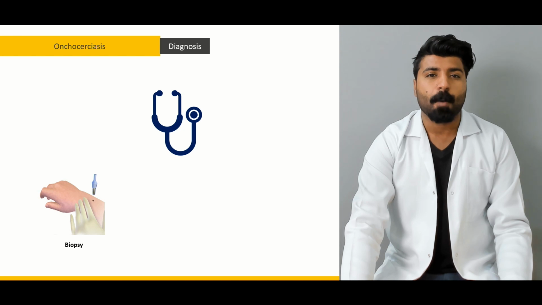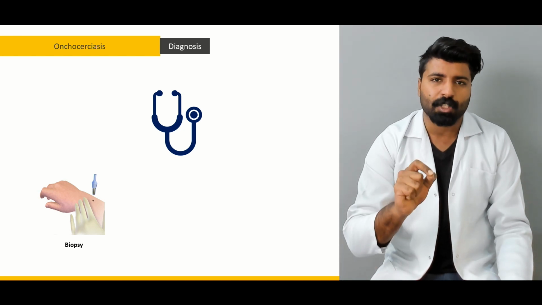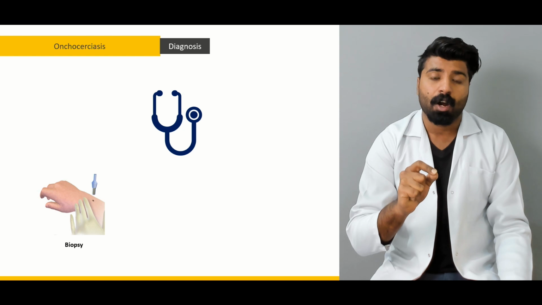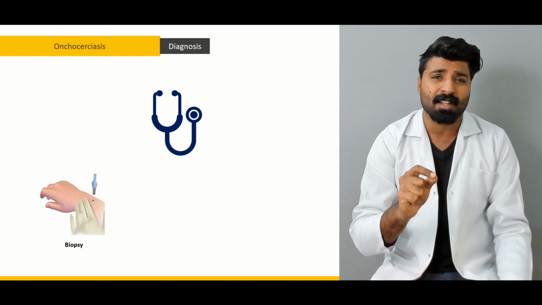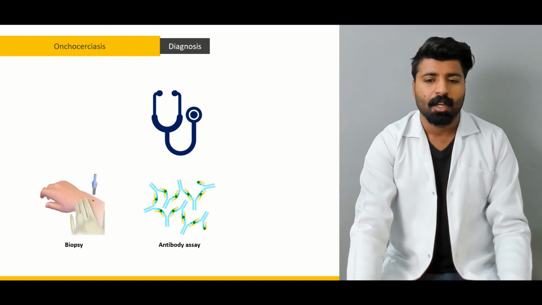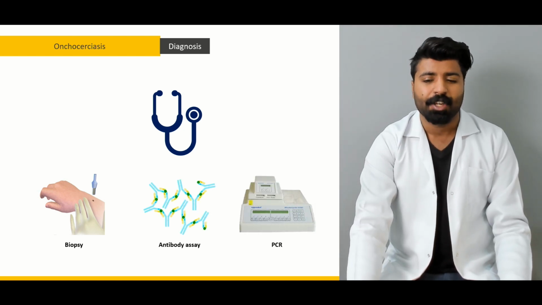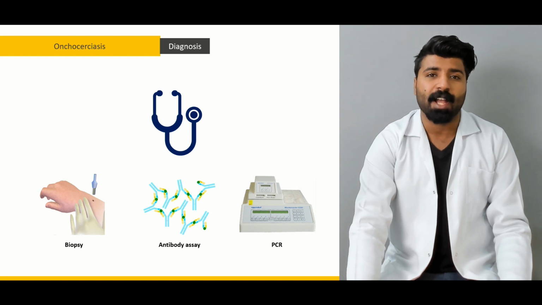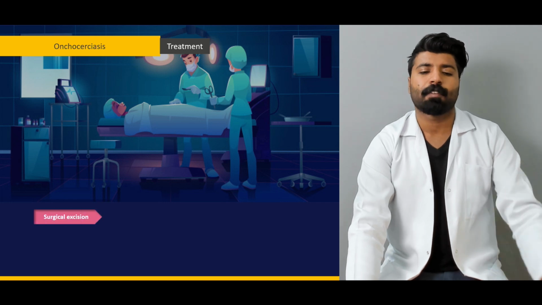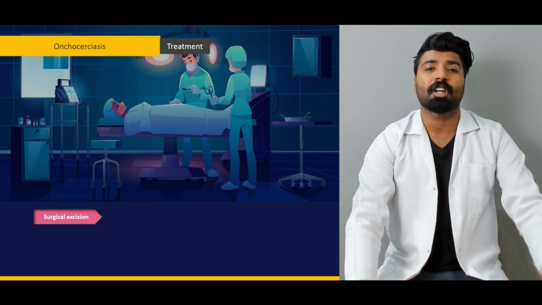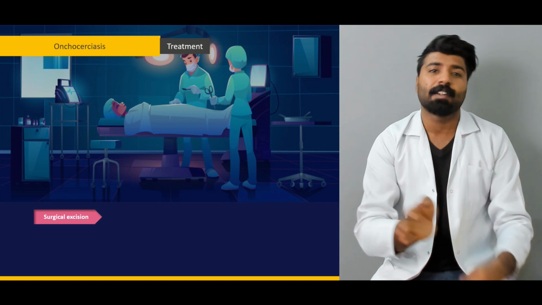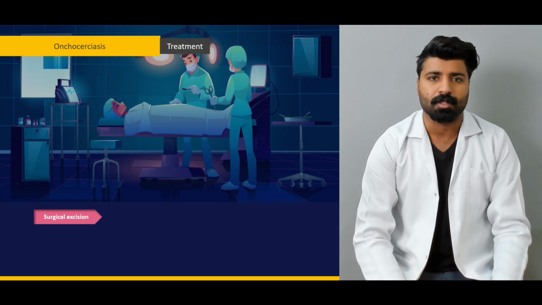First of all, biopsy of the skin. You'll take a biopsy of those eruptions or pigmentation, or whatever stage the skin is in now. You can go for antibody assay. You can go for PCR, which will confirm your diagnosis. And once your diagnosis is confirmed, how do you treat the patient? First of all, you'll go for surgical excision. Surgical excision of what? Of those adult larvae which are present in your skin, in your nodules.